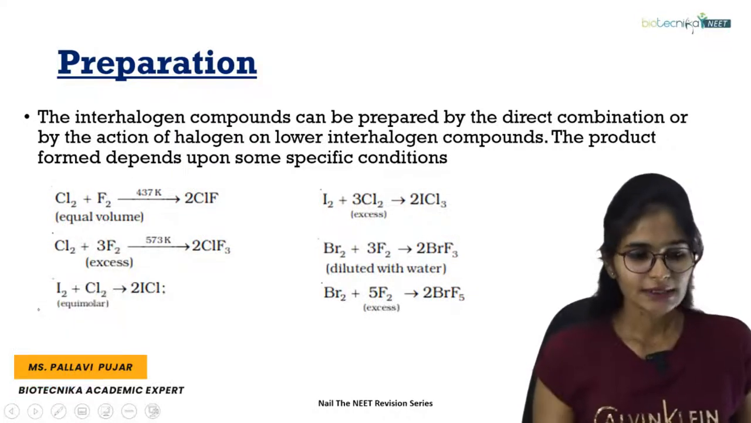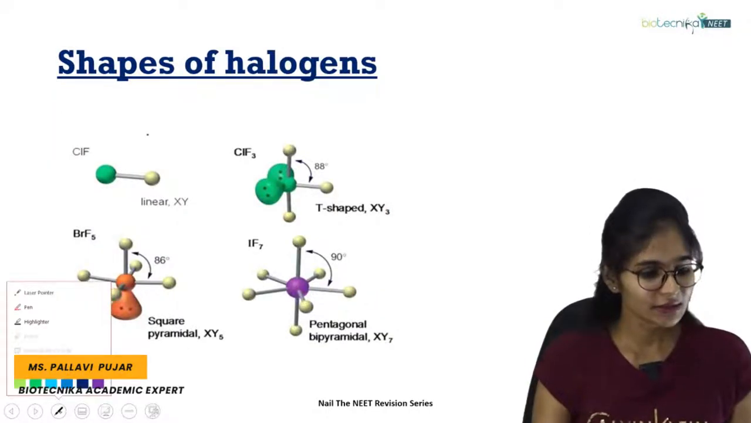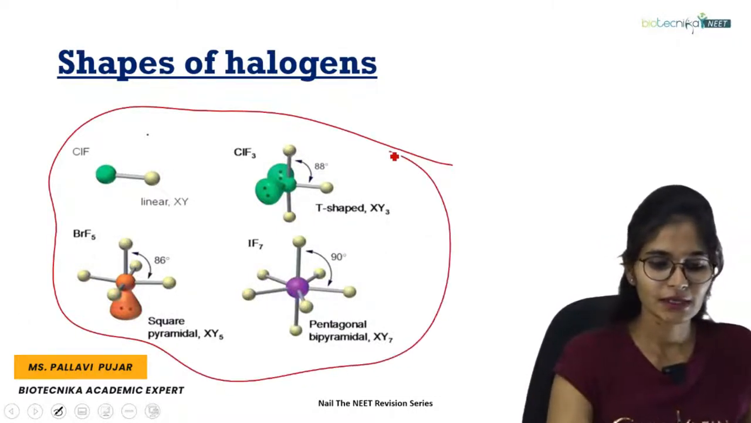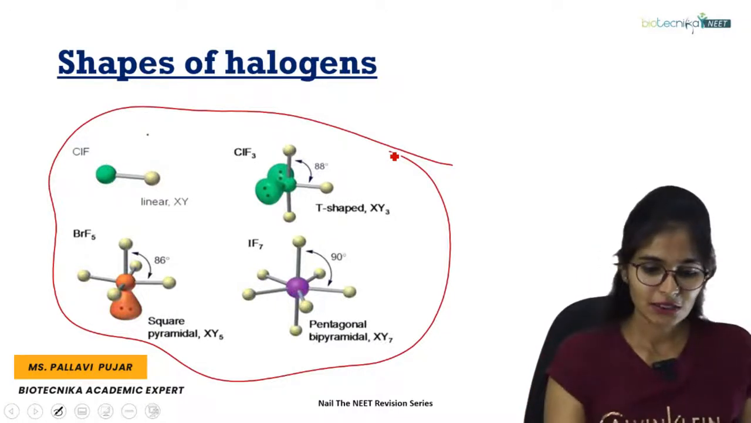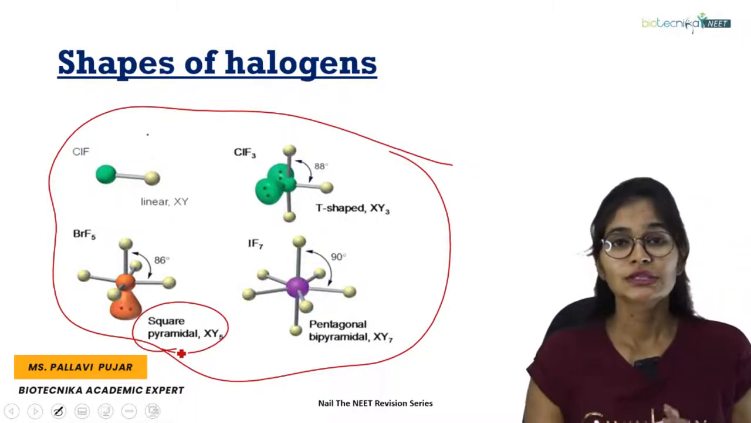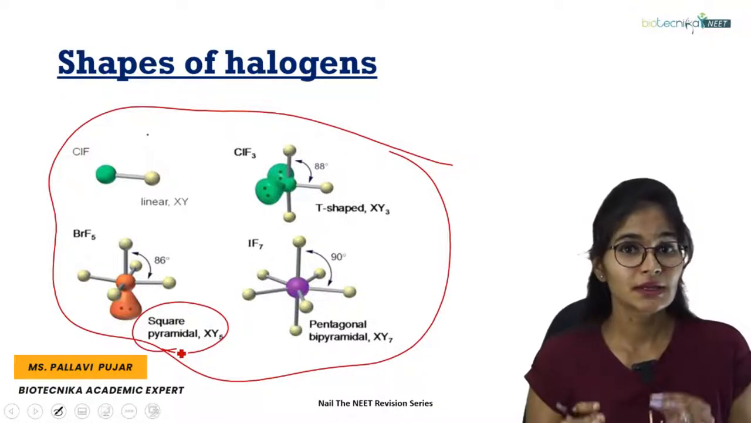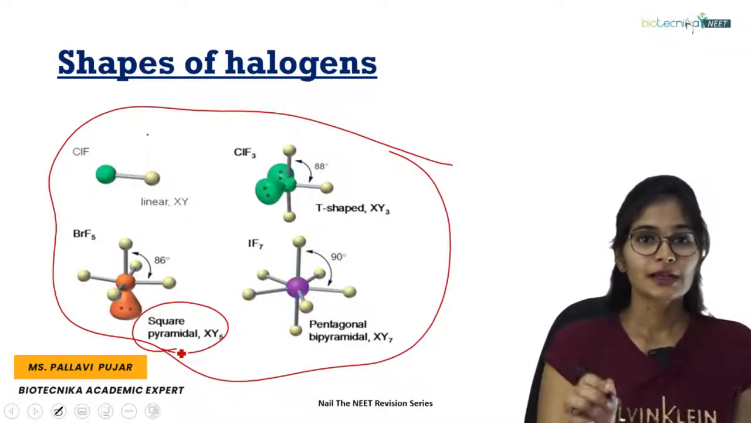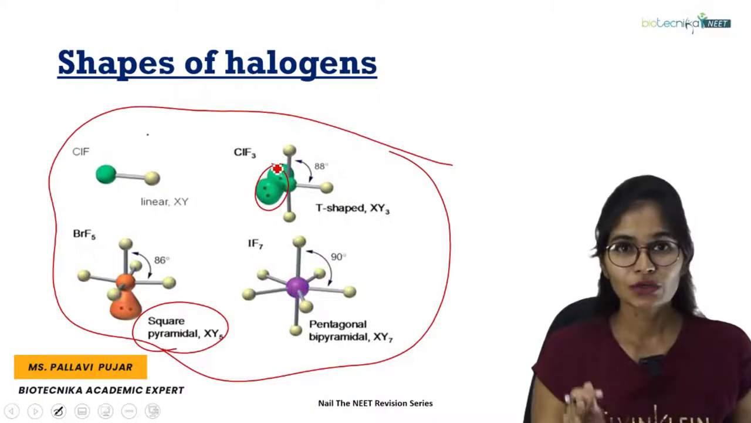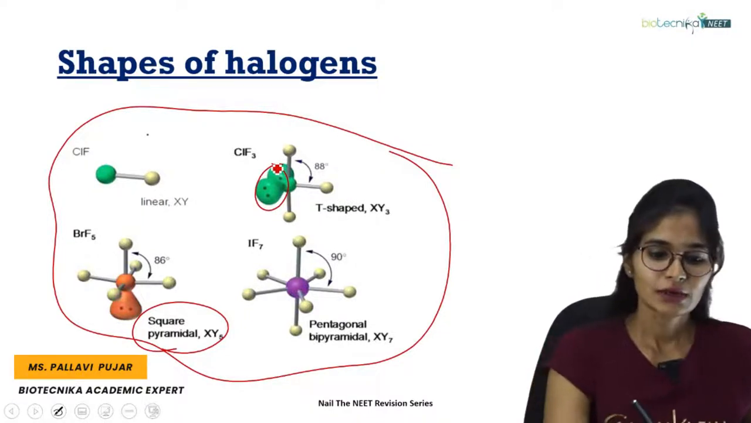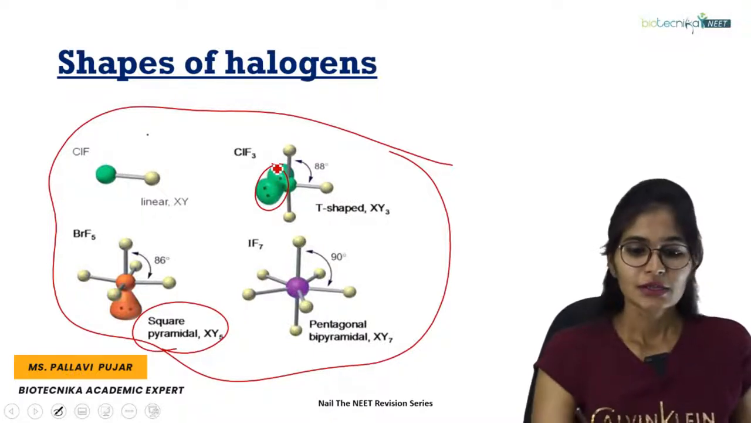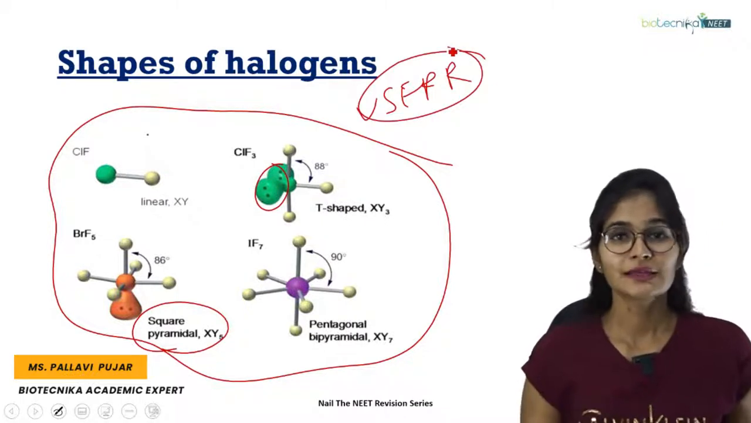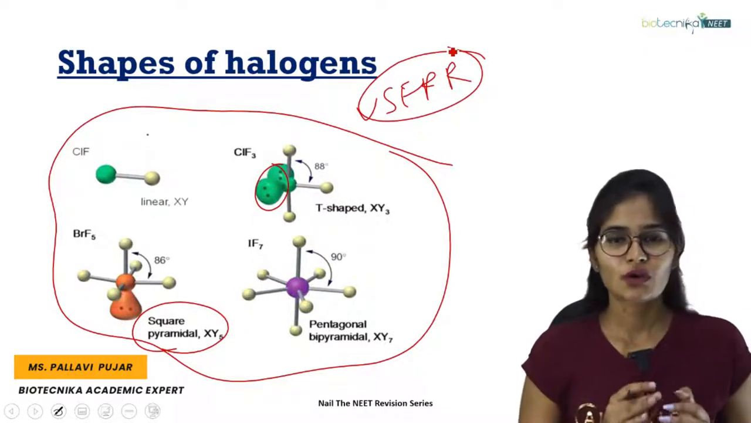Now coming to the next part, the shapes of interhalogens. These are the shapes of different interhalogens: ClF, ClF3, BrF5, IF7. They are T-shaped, pentagonal bipyramidal, and square pyramidal. These are all specified based on VSEPR theory. Better that you know exactly what VSEPR theory is, where the lone pair of electrons is also considered for the geometry of a molecule. So it exhibits a T-shape. VSEPR theory is applicable for determining the shapes of all the interhalogen compounds.